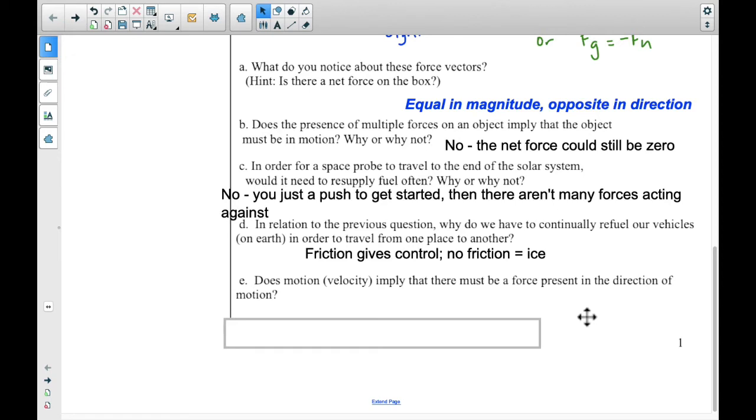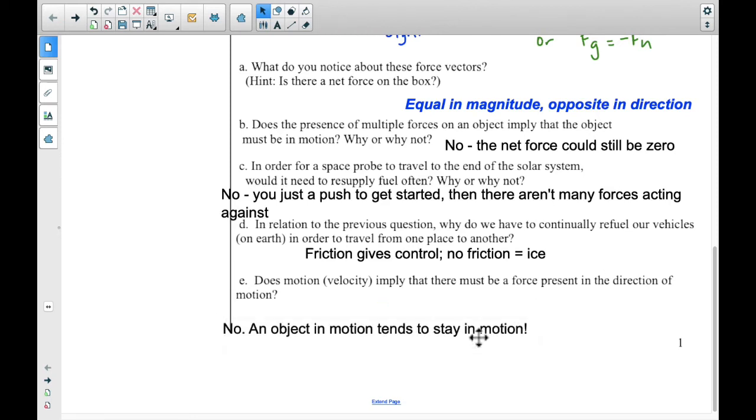Well, once again, let's think about that space probe in outer space. Does it have a force acting upon it? No. Things in motion tend to stay in motion. And so, therefore, it had a force to begin with. Something set it in motion. But once it got set in motion, it didn't need a whole lot of fuel after that. And so even if something is moving, that does not mean that there is a force acting upon it.